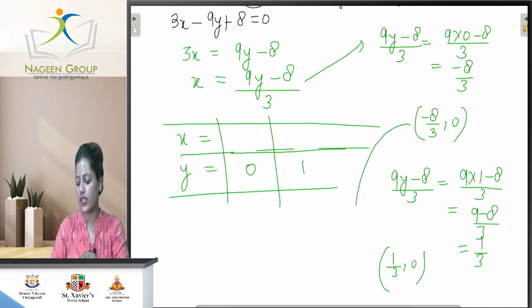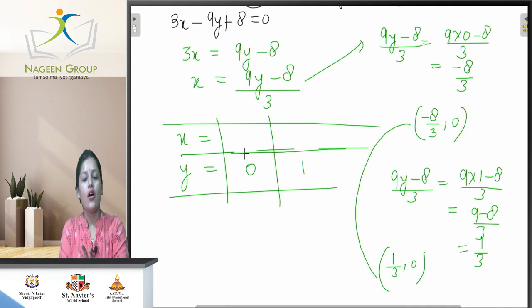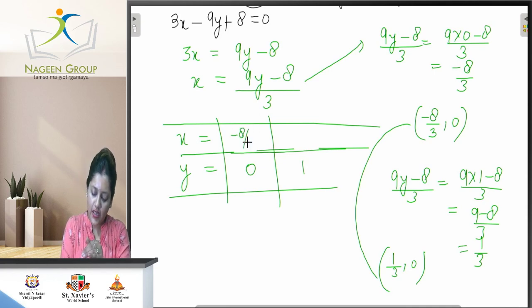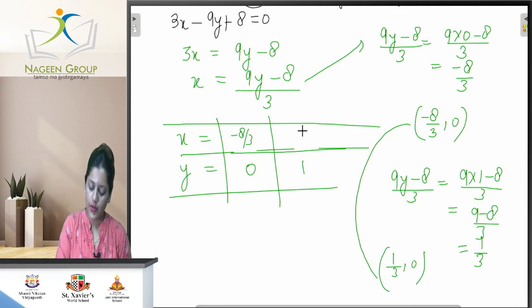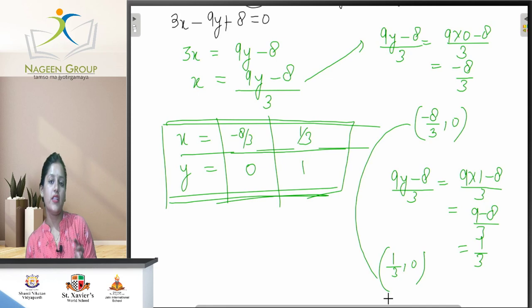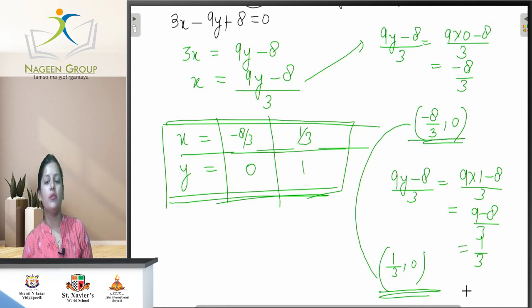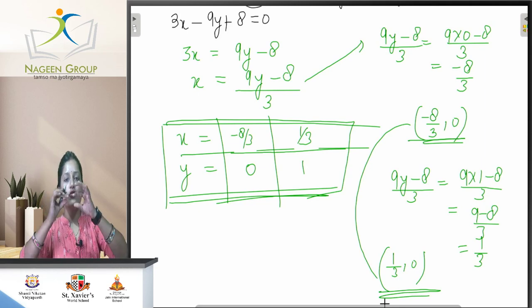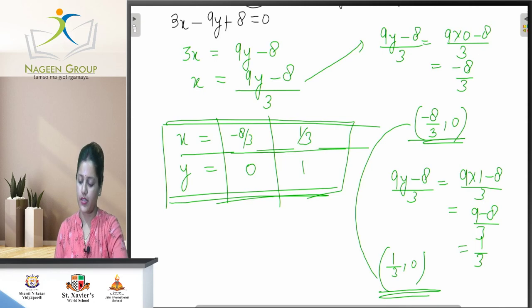Now we have to put this solution in a table. By putting the value of y as 0, we get the solution -8/3, but when we put the value of y as 1, we get 1/3. So this is our actual solution of the linear equation. This solution can be plotted on graph paper and you get a line, that is the form of a linear equation. Now next question.